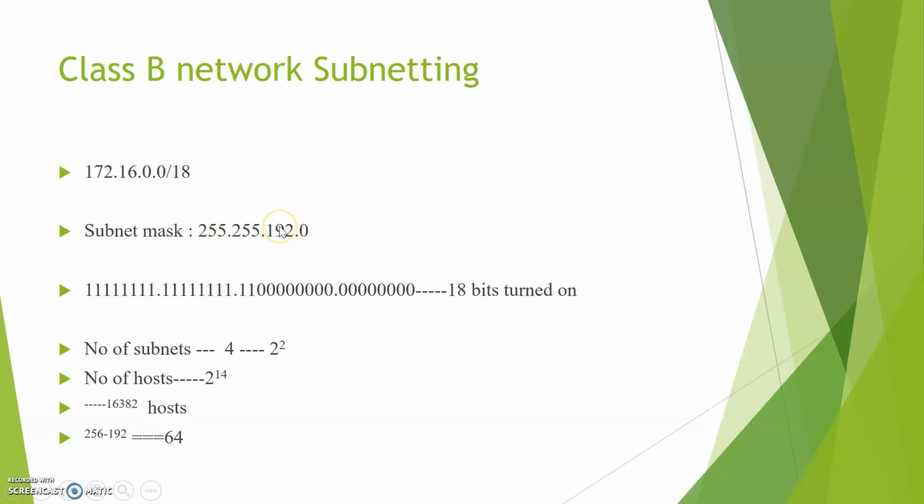From this subnet mask, I have to calculate the number of subnets. For the number of subnets, since it is class B, take the third octet and see the number of bits: 2 bits. So 2 power 2 is 4 subnets. How many host bits? Totally 14 bits are off. So 2 power 14 is the number of hosts. In the same way I can write it as multiples of 64. Why 64? Because 256 minus 192 is 64. So it will start from 0, 64, 128, 192.